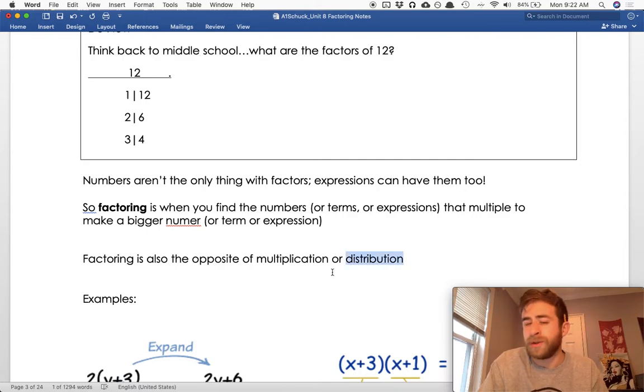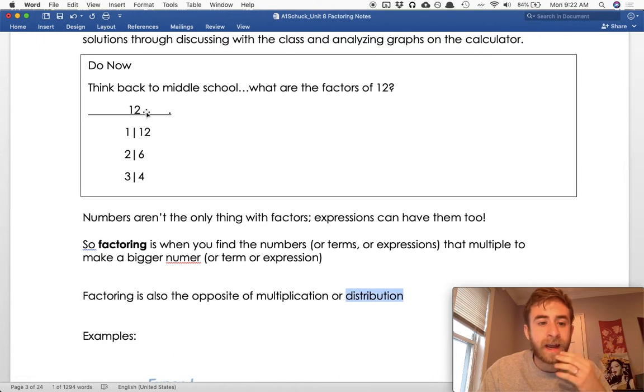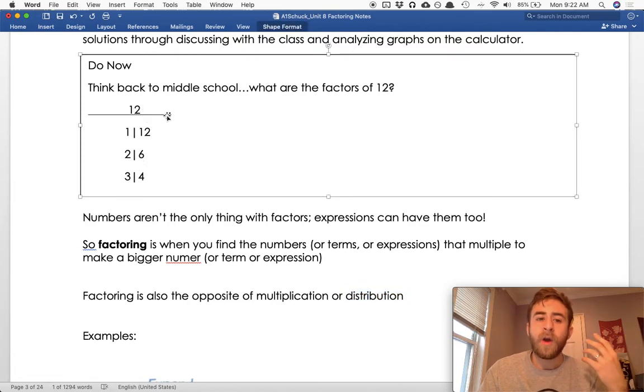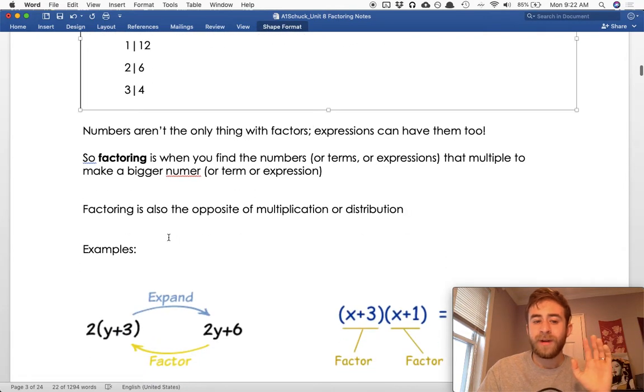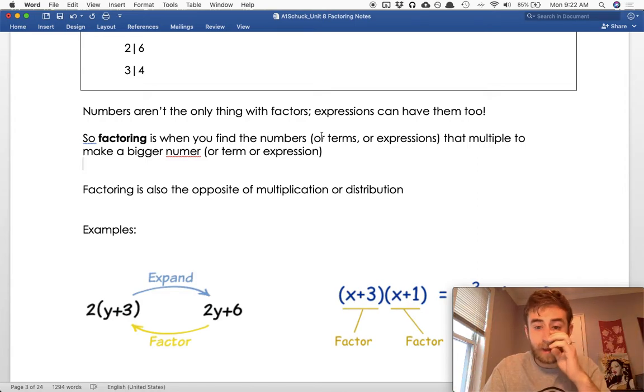Though distribution, you should know, is kind of like a form of multiplication. Because what I'm doing is I have 12 and I'm breaking it out into two things that multiply up to it. So it's the opposite of multiplying. I know that 1 times 12 is 12, 2 times 6 is 12. So to get the factors of 12, or to factor 12, I say, all right, here I have 12. What numbers can I pull apart that would end up multiplying to 12? If that's confusing, don't worry. But yeah, that's kind of what it is. It's just when you find numbers that multiply to make a bigger number.